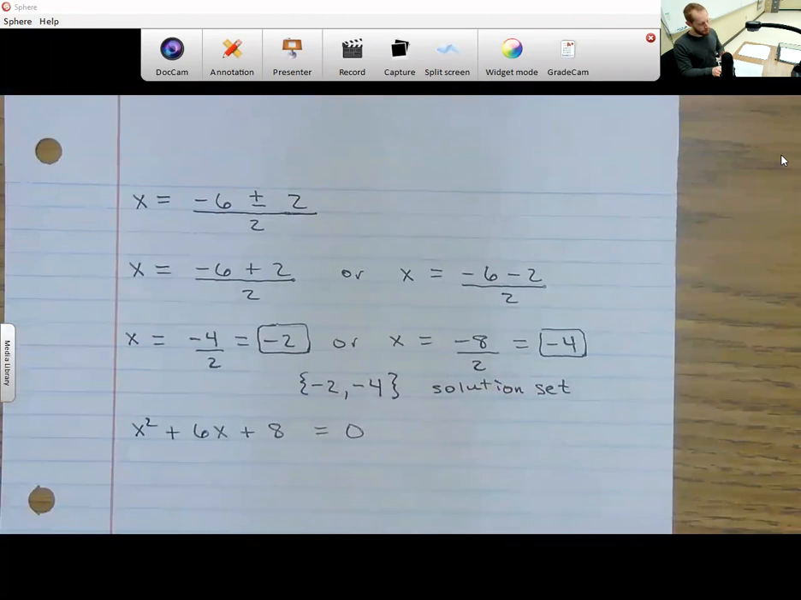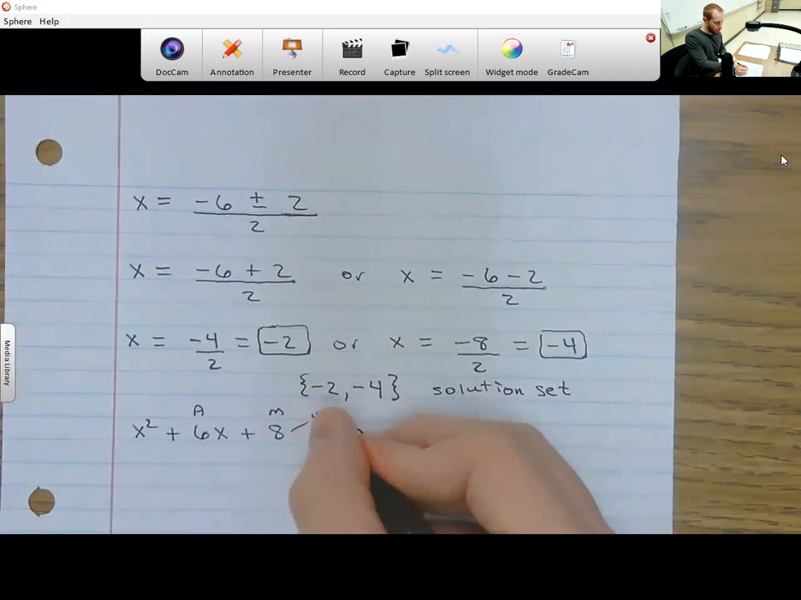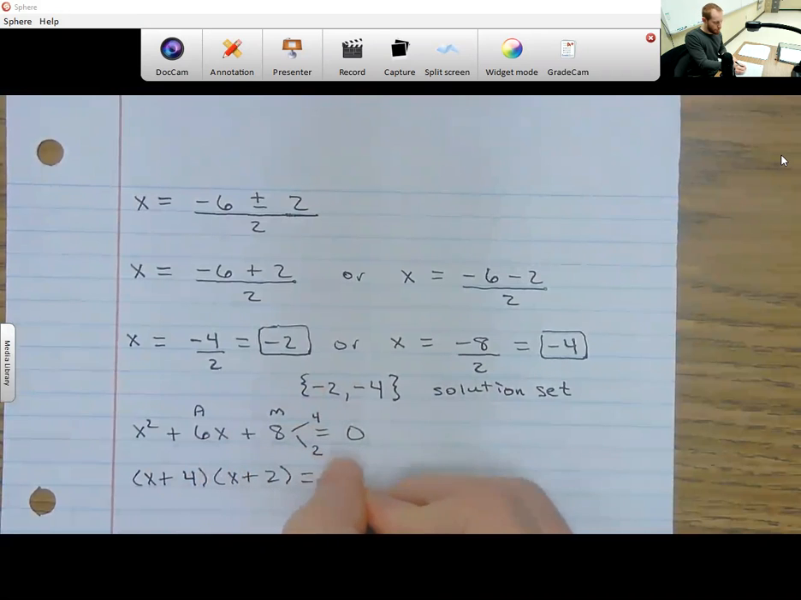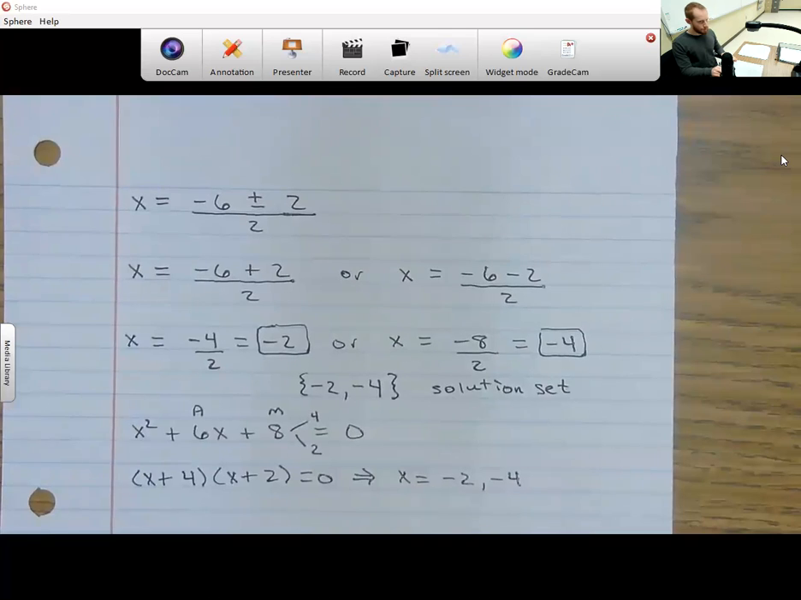And before I started this, I said we could probably just factor this and it would be a little bit easier, right? We would just have to multiply to 8 and add up to 6. And we can do that with 4 and 2, right? So you would end up with x plus 4 times x plus 2 equals 0. And then that would give you your 2 solutions, -2 and -4. So that's an easier way to do it without resorting to the quadratic formula. And that just shows you that you have 2 different methods that get you to the same answers.